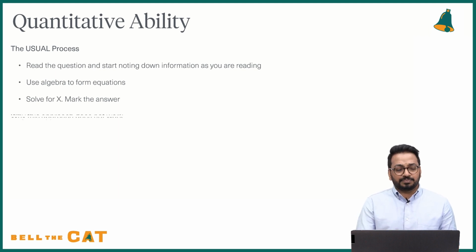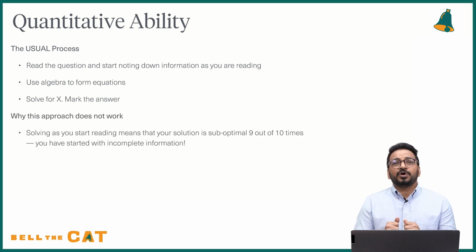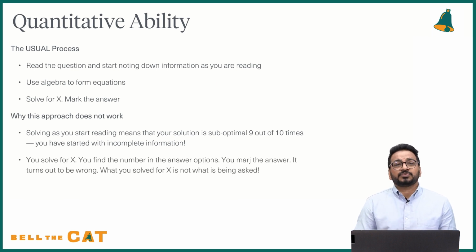What is the problem with this approach? The first thing is, solving as you start reading means that 9 out of 10 times your solution is suboptimal. Why do I say it is suboptimal? How can you start a particular approach without knowing the full information, right? So if you're starting to solve as soon as you start reading, the solution is going to be suboptimal. No great, excellent test taker or problem solver that I see ever starts solving without knowing the whole situation. Partial information, always dangerous.